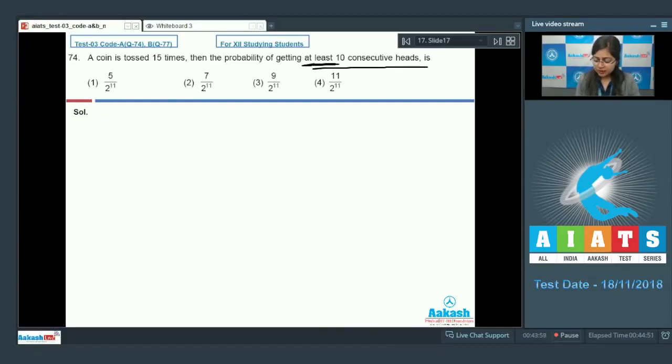It can be these 10, or it can be these 10, right? If we do it this way, the method will become very complicated, and we would have to go up to 15, so it will become a very long method. So we will solve it by another method.